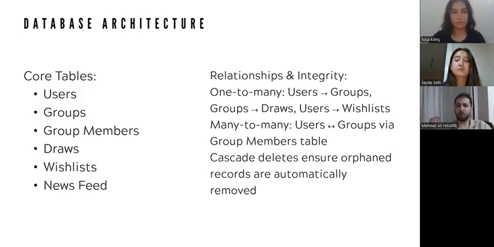This slide explains our database architecture. Our database contains several core tables, including users, groups, group members, draws, wish lists, and news feed. We implemented one-to-many relationships, such as users to groups and groups to draws. We also used many-to-many relationships between users and groups through the group members table. In addition, cascade delete operations automatically remove orphaned records and help maintain database integrity. We can move on.